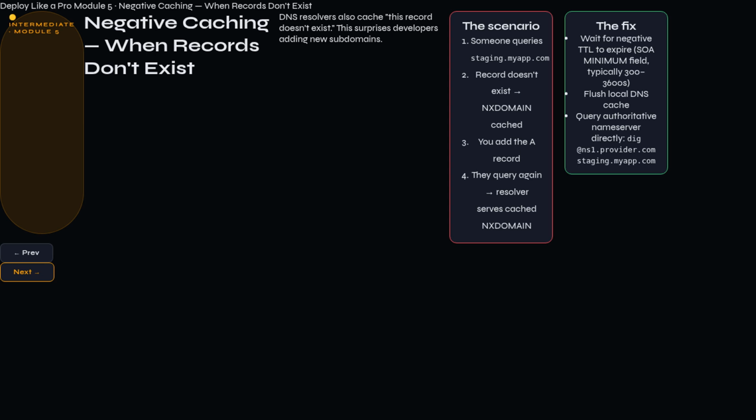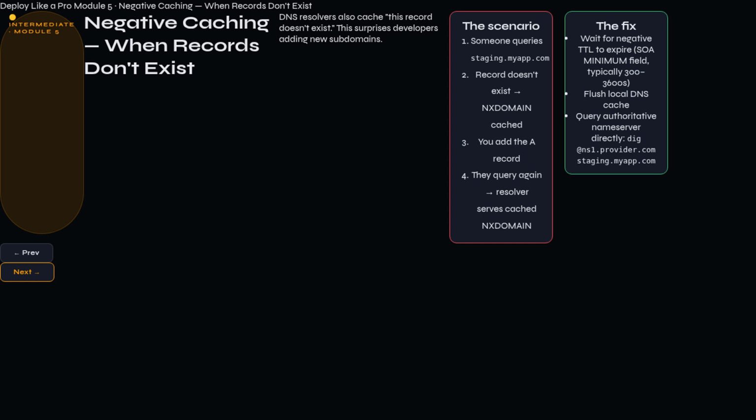Real scenario: you create a new subdomain staging.myapp.com. Someone queries for it before you added the DNS record and gets NXDOMAIN. Their resolver caches that negative response. You then add the A record. They query again, but the resolver serves the cached NXDOMAIN: this domain doesn't exist, even though it now does exist. The fix: wait for the negative cache TTL to expire. The negative TTL is in your SOA record, typically 300 to 3600 seconds. After it expires, resolvers will requery and get the positive answer.